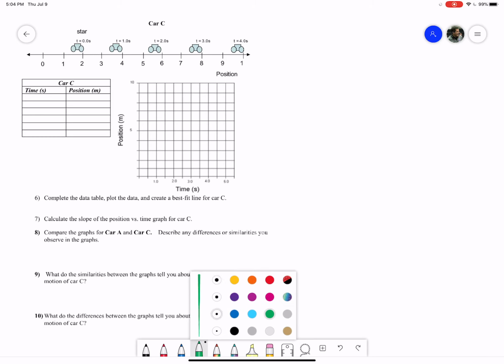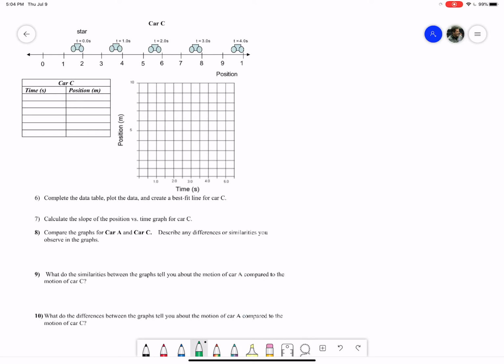All right, so car C, at time equals 0 seconds, we have a position of 2 meters. At time equals 1 second, we have a position of 4 meters. Time equals 2 seconds, 6, 3 seconds, 8, 4 seconds is going to be 10 meters. All right, that's a 10 there. There you go.